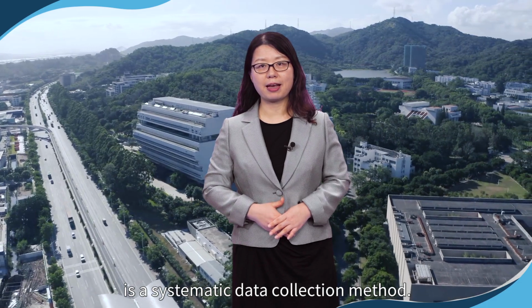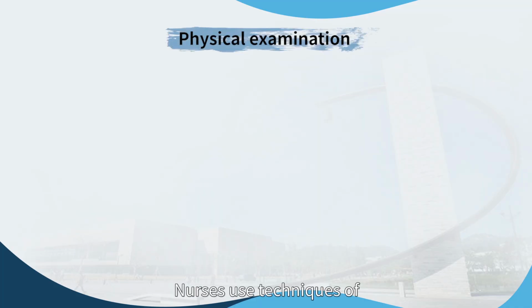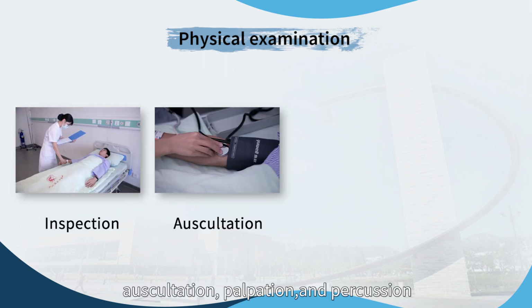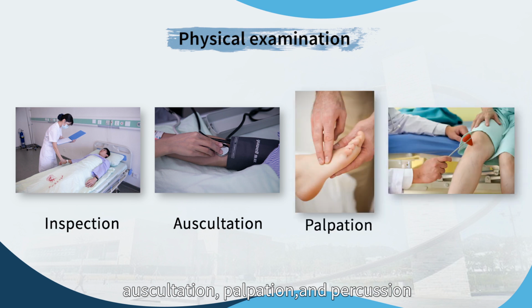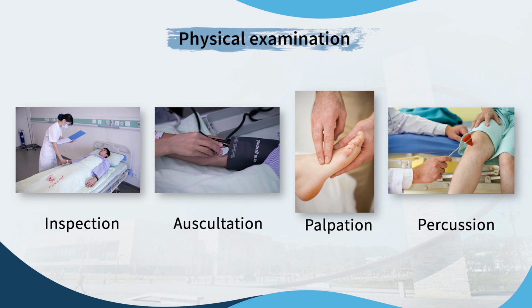The physical examination is a systematic data collection method. Nurses use techniques of inspection, which means observation, auscultation, palpation, and percussion to conduct the examination. Usually, the nurse first records a general impression about the patient's overall appearance and health status. For example, their age, body size, mental and nutritional status. Then the nurse takes such measurements as vital signs, height, and weight.